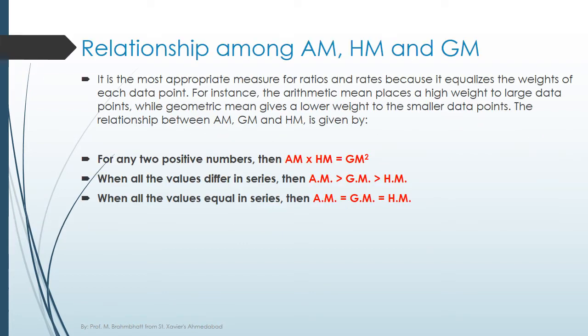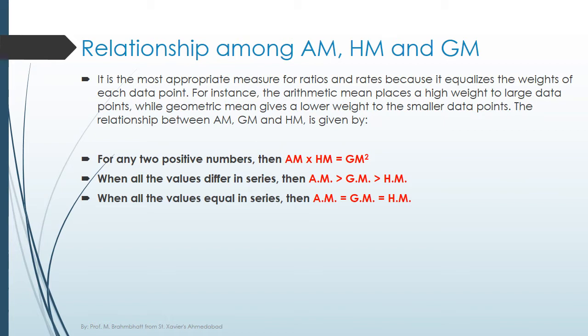Let's start with the relationship among AM, HM and GM. It is the most appropriate measure for ratios and rates because it equalizes the weights of each data point. For instance, the AM places high weights on the larger data points, while GM gives lower weights to the smaller data points.